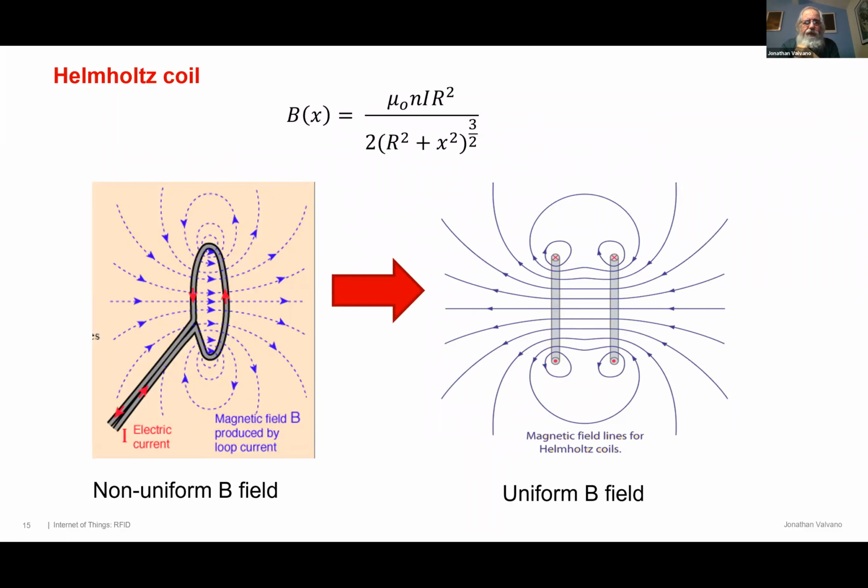And so, like I said, the Helmholtz coil had the advantage of making a more uniform electric field. Of course, it's an oscillating electric field because that's how it works. So rather than a single coil in the reader, it's a double coil.